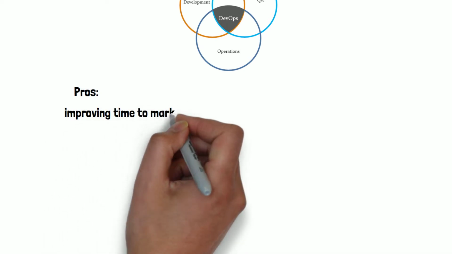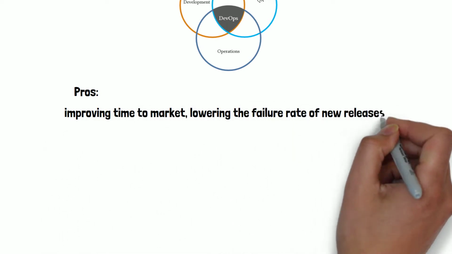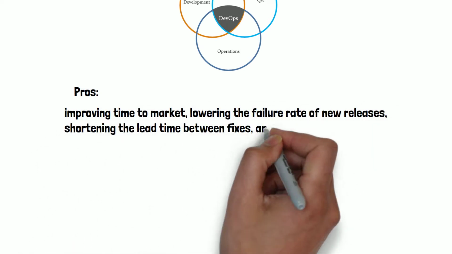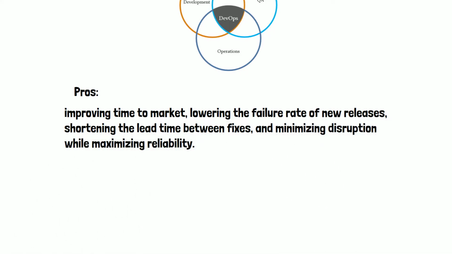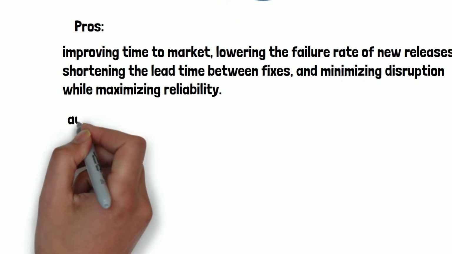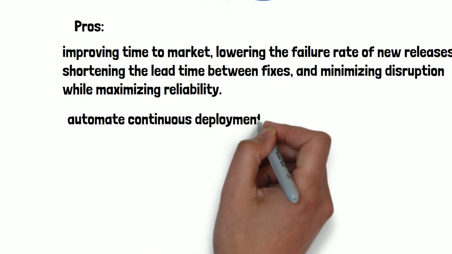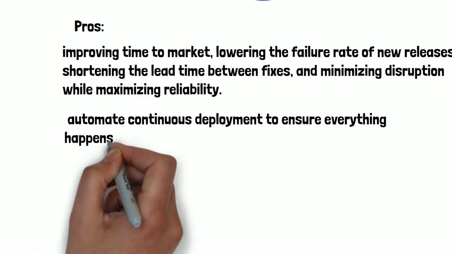Pros: DevOps is focused on improving time to market, lowering the failure rate of new releases, shortening the lead time between fixes, and minimizing disruption while maximizing reliability. To achieve this, DevOps organizations aim to automate continuous deployment to ensure everything happens smoothly and reliably.